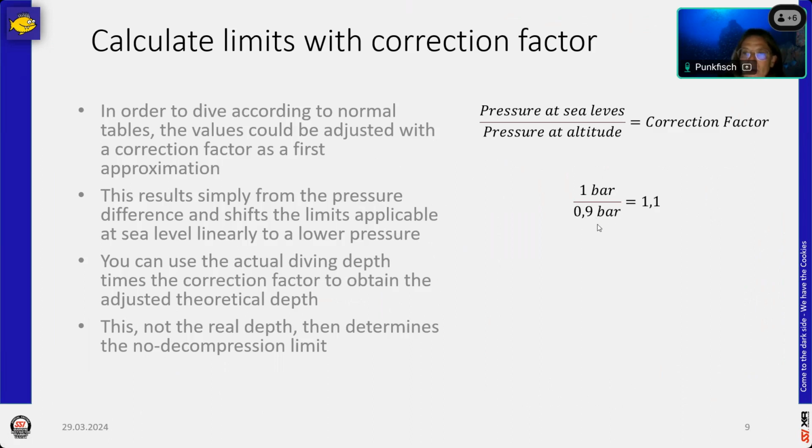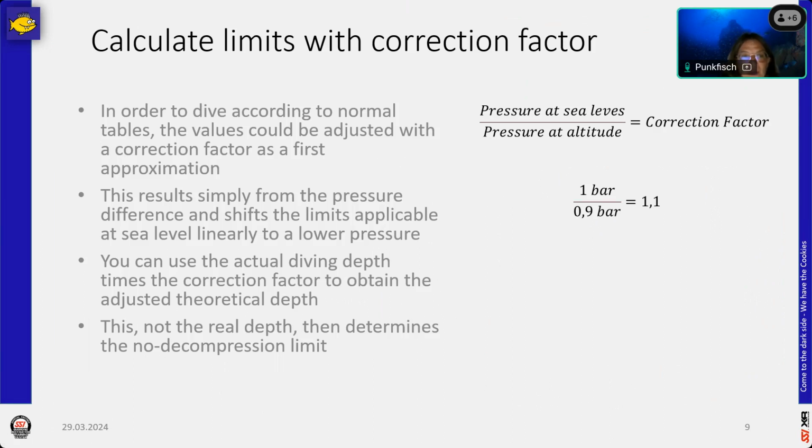That means at a mountain lake of around 1,000 meters, we don't care if it's 980 or 1,050, this correction factor would be 1.1. And then you just take the depth where you're actually diving. Let's say you dive at 9 meters and you take it times 1.1, and you get the theoretical depth. You get the depth that has the same effect as diving at sea level.